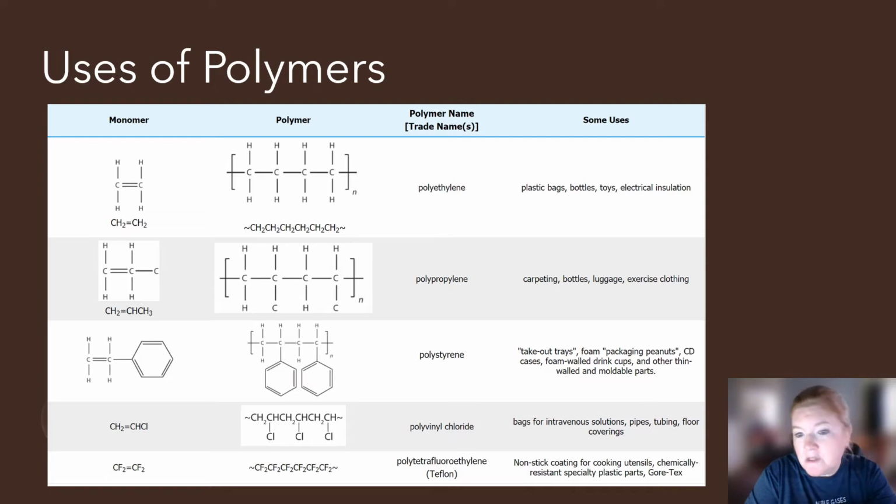So we use the products from polymerization a lot. Just as a few examples, polyethylene is a polymer and it's used in plastic bags, bottles, toys. We have polypropylene that's used in carpeting and bottles and luggage. We have polystyrene, so that's what we would call styrofoam, like takeout trays and packing peanuts. Those are just a few examples. So polymers are very common in our everyday life.